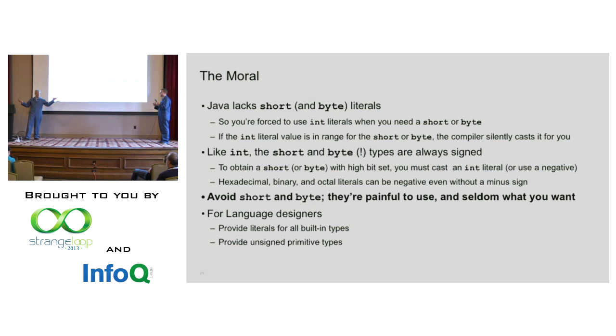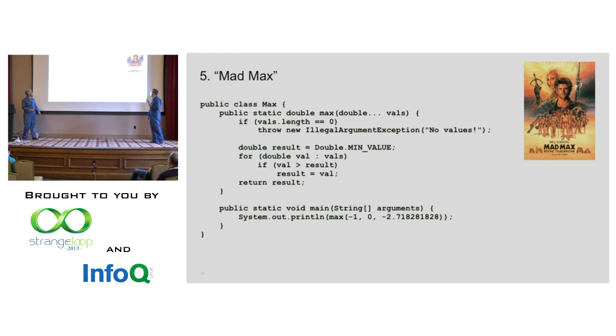All right. Now I have one last short problem for you. I call this one Mad Max. It's a kind of simple problem. In this problem, we simply have a method that calculates the max of its variable number of arguments, and we test it. And I want to know what it prints.